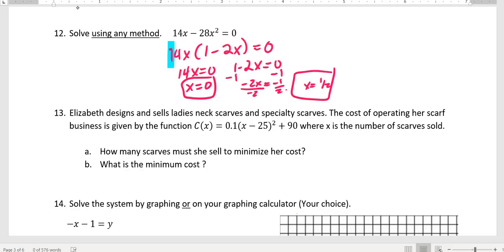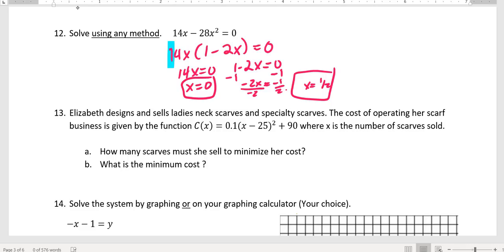If you wanted to, you could set that up in the calculator. But y2 is equal to 0, and then use the second trace 5 intersect method to find the zeros. You could use the quadratic formula. A would be -28, and B would be 14, and C would be 0.